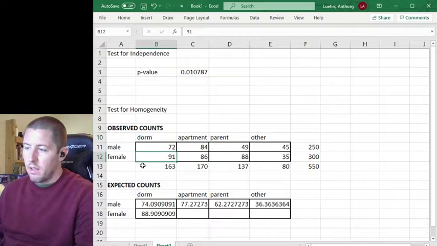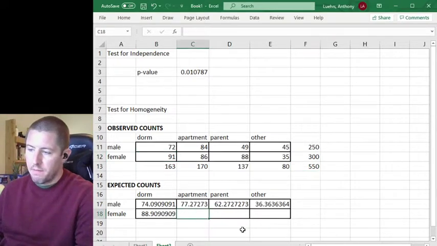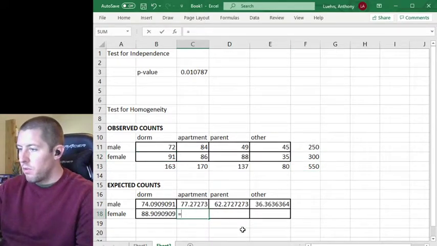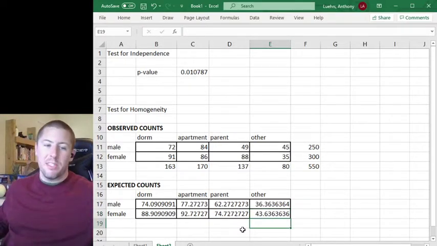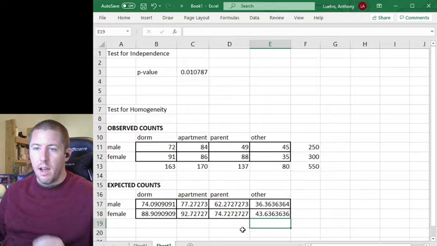Again, I just looked at this cell here, 91. It had a row total of 300. It had a column total of 163. All of them have a total of 550. For the next guy here, row total 300, column total 170, total 550. Row total 300, column total 137, total 550. Last one, row total 300, column total 80, total 550. So not too bad right there. Still a little bit annoying.